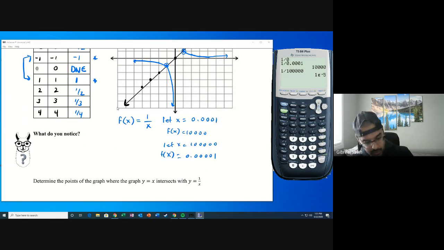Now, we can see that, maybe change the color. So the reciprocal... can't spell today.